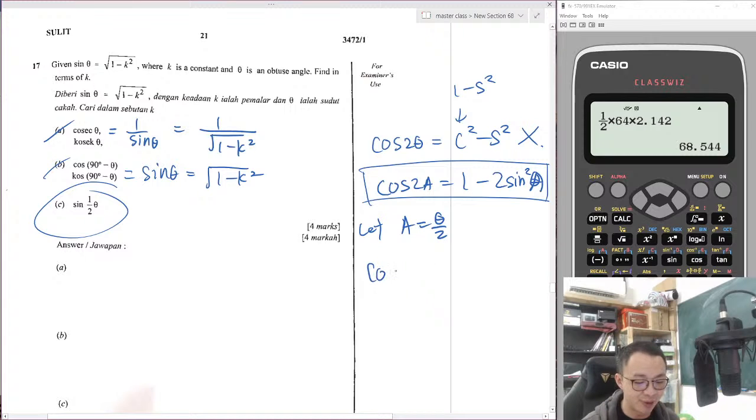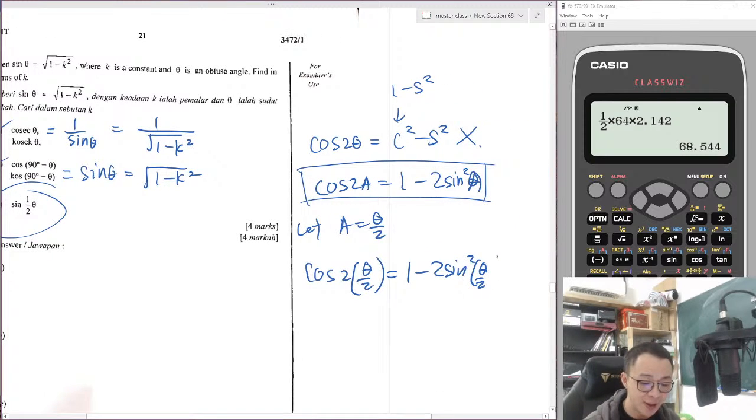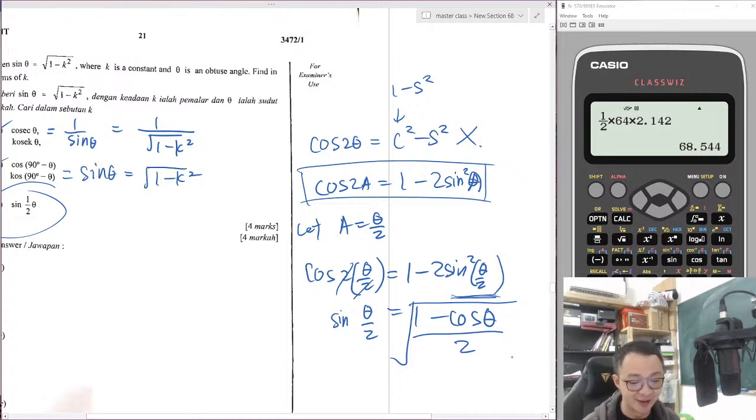Alright, then I will sub into here: cos theta equals 1 minus 2 sine square theta over 2. Then what I want to do is make sine theta over 2 the subject. I move things around and simplify, so 2 sine square theta over 2 equals 1 minus cos theta. Then I move this 2 to the other side, divided by 2, and move the square to the other side, and it becomes the square root. Done. So this is the formula I want.